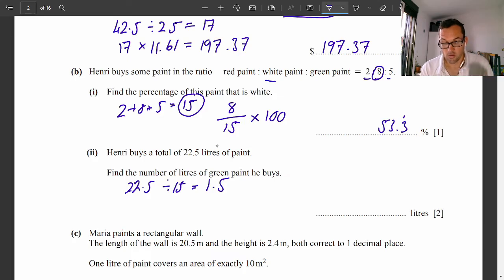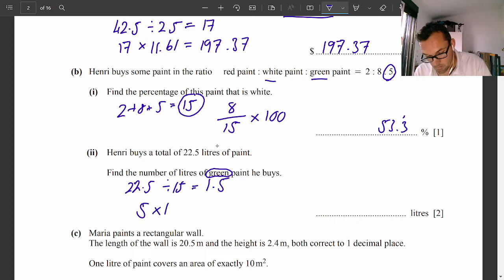So that means to find the number of liters of green paint he buys, we need to increase it from the ratio by 1.5. So remember now, green paint is the last value in the ratio. We need to increase 5 by 1.5, which will give us 7.5 liters.